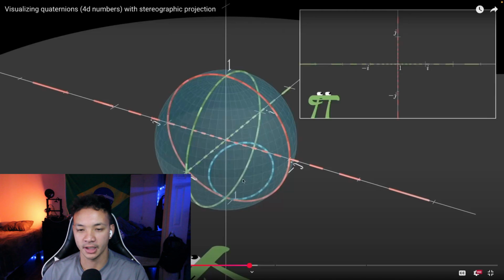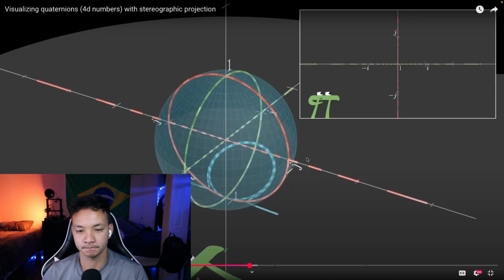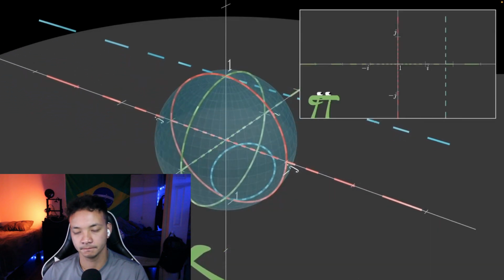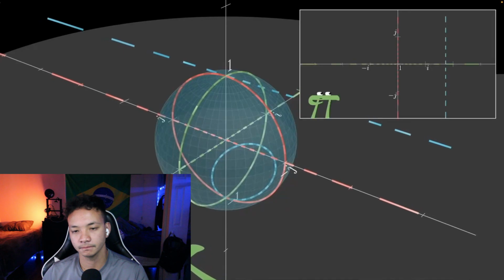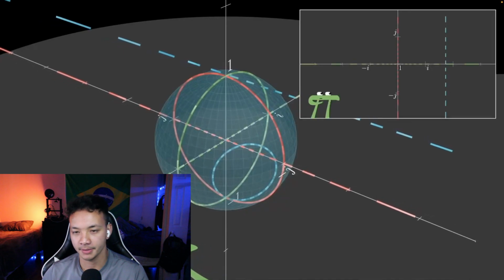It's a map. In some sense, a line is just a circle that passes through the point at infinity. Sure, yeah, that makes sense.